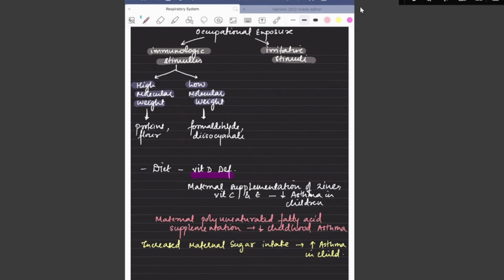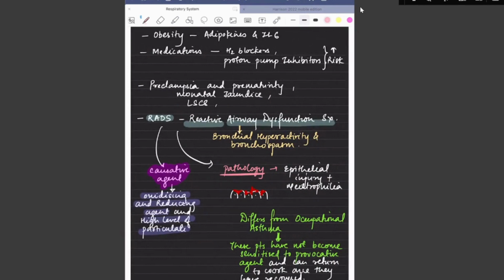Maternal polyunsaturated fatty acid supplementation decreases childhood asthma. Increased maternal sugar intake causes an increase in asthma in the child. Obesity is associated with adipokines and interleukin 6. Medications such as H2 blockers and proton pump inhibitors increase the risk. Maternal conditions such as preeclampsia, prematurity, neonatal jaundice, or LSCS in the neonates.